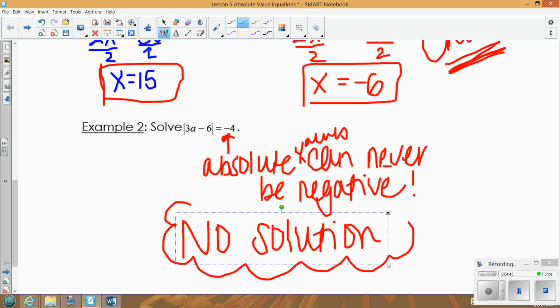So since my entire absolute value is equal to a -4, that tells me that this could never happen, so there's no way that I could plug in an a and get this to work out. So there's no solution to this. Now what happens if you didn't see that right away?